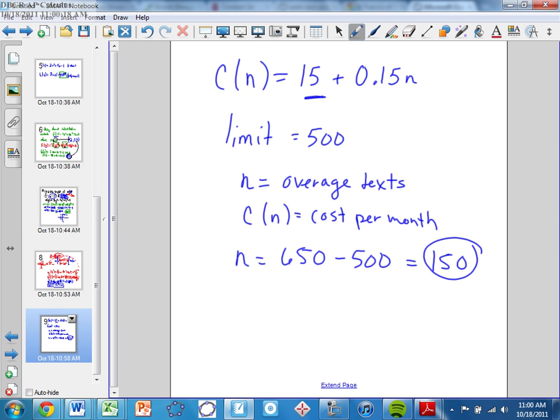Okay? It was given. Again, say you texted 650. So that's your X value, or your independent variable that you're plugging in. You know how the whole time we've been plugging in numbers? We're given the 650. We have to then subtract the 500. Now, if that's N, and I want to know the cost, I have to say the cost when N is 150. Again, what is the cost of your monthly bill when N is 150? And what you will notice is this: if you plug in 15 plus 0.15 times 150, you will end up with 37.50 for that month.